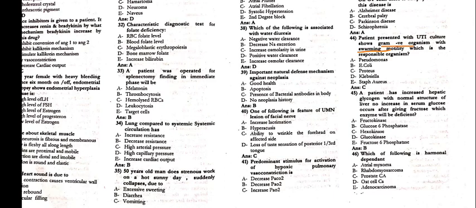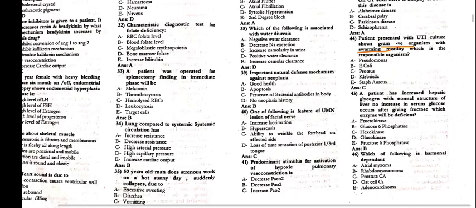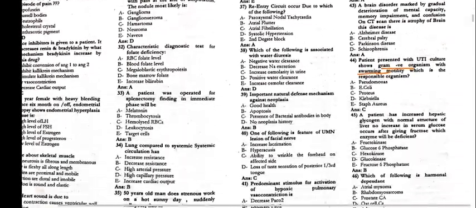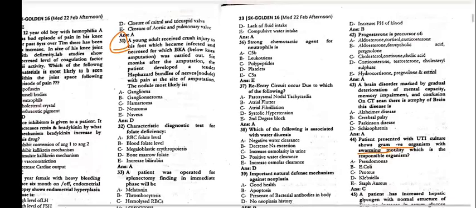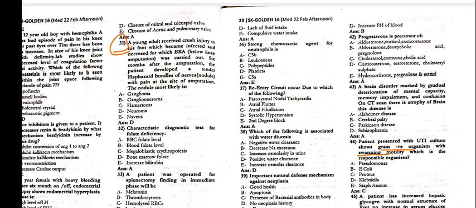33, the patient was operated for splenectomy. Finding in the immediate phase will be thrombocytosis. 34, the lung compared to the systemic circulation has beta, the decreased resistance. 35, 50-year-old man does strenuous work on a hot sunny day, suddenly collapses due to alpha, which is the excessive sweating. Next, 36, the strong chemotactic agent for the neutrophils is E, that is C5a.